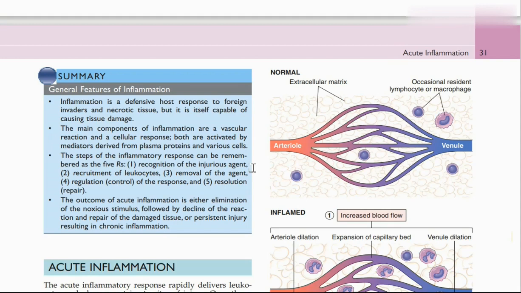So the outcome of inflammation is either the decline of the reaction or the repair of damaged tissue, or the persistent injury of the host will lead to chronic inflammation, and then chronic inflammation will deal with a few more types of leukocytes that will result in more inflammatory reaction. So that's why it is called chronic.